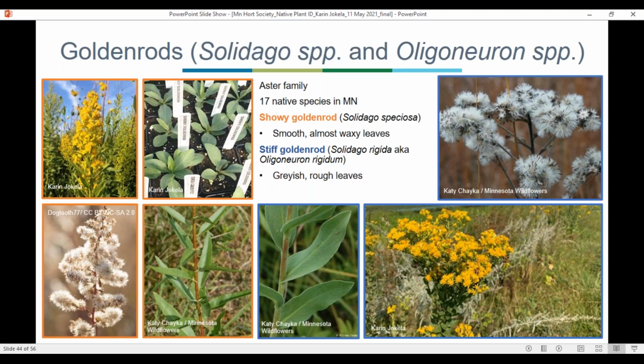Whereas your Canada goldenrod splays out sideways and has all kinds of irregular shapes. But showy goldenrod always has that cone feature. Whereas stiff goldenrod has really stiff leaves, grayish rough leaves, and almost has an umbel shape, kind of like a Queen Anne's lace or something.